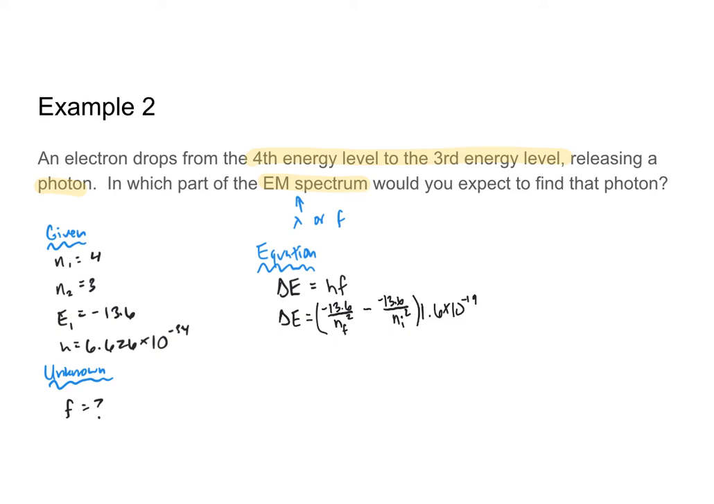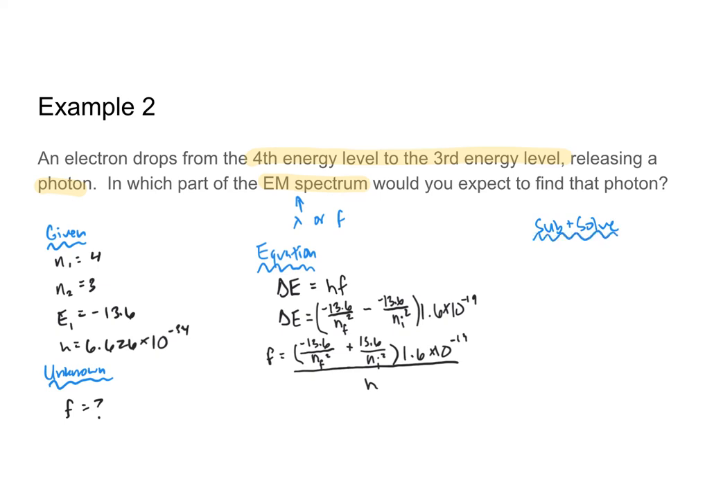Thus, h times my frequency, or even more nicely, my frequency, is equal to negative 13.6 over my final energy level squared plus 13.6 over my initial energy level squared, times 1.6 times 10 to the negative 19th. All of that divided by Planck's constant. So now I am ready for my final step, which is to sub and solve.